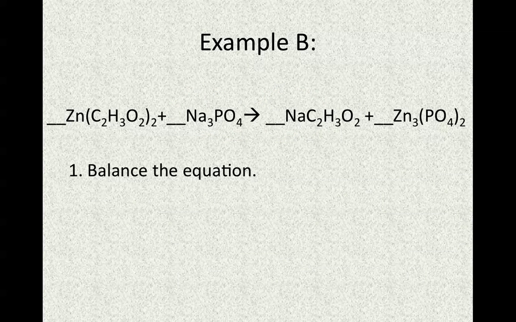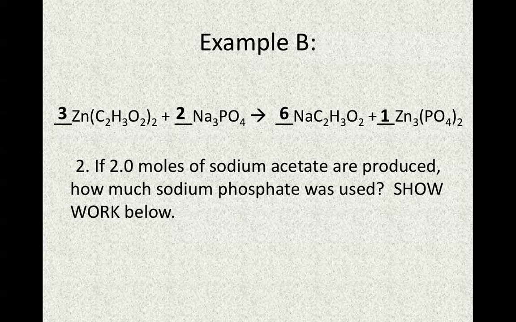All right, now for another example, feel free at this point, if you feel like you have a good handle, to pause it and then come back and check. So balancing this equation, I'm going to balance out the zincs by putting a 3 there, the phosphates by putting a 2 there, which means I need 6 of our sodium acetates and then just 1 zinc phosphate. All right, so I'm saying now that I have 2 moles of sodium acetate that are produced. So instead of making 6, I only made 2.